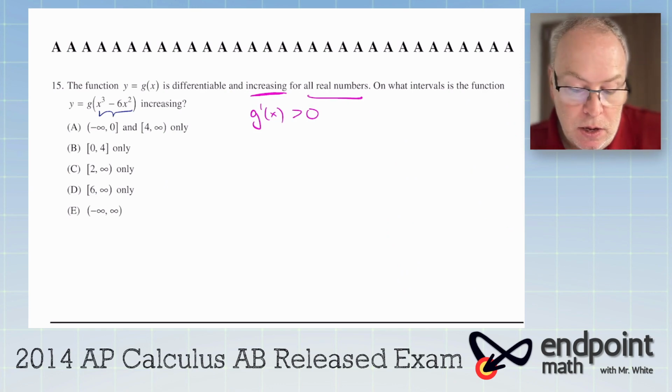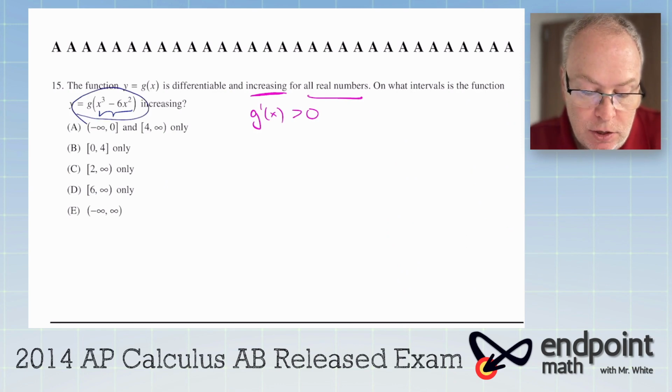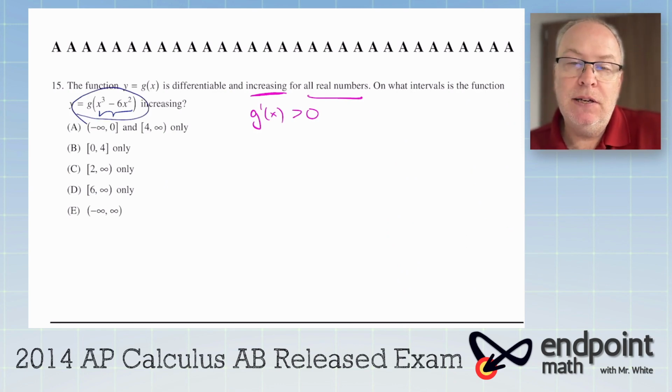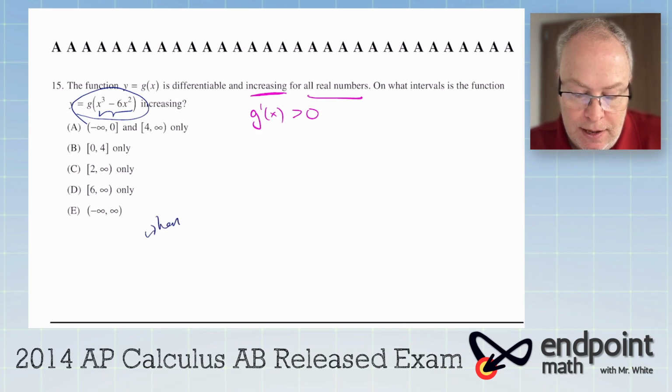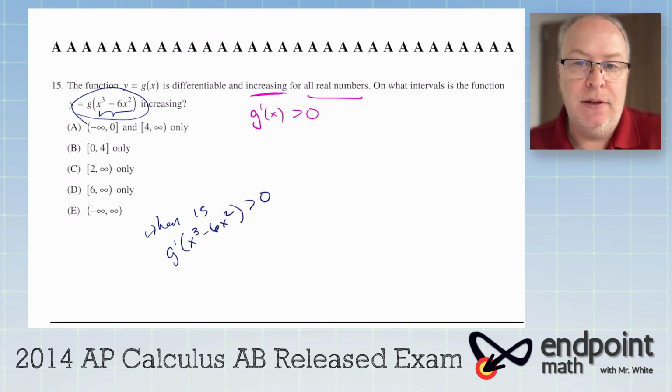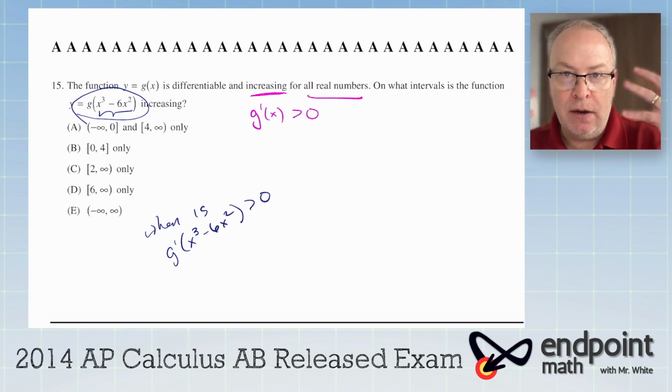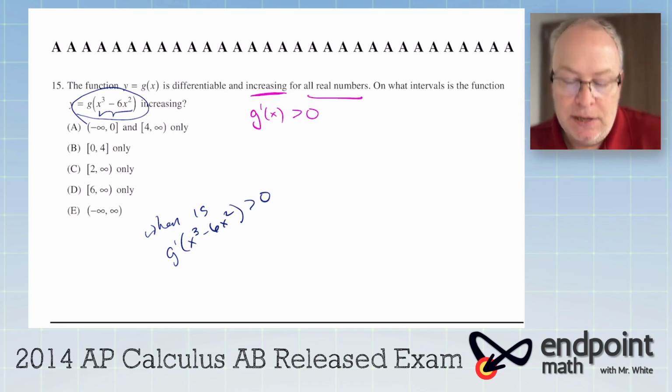Okay. Well, I think we need to take the derivative of that guy. We need to take the derivative of the composite function and see what happens. Because that's what they're asking: when is g prime of x cubed minus 6x squared always positive? That's what goes on in my head. I've got to figure that out. So I'm going to take the derivative.